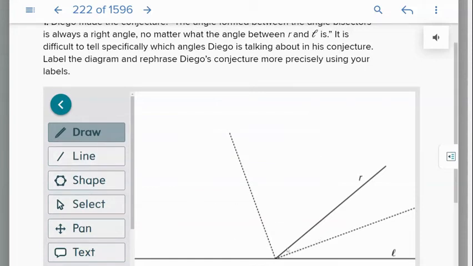Now, I'm looking at it and I see the right angle right there. Is that what he's talking about? So that's what's got me confused. Like, that looks like 90 degrees, right? But how can we be sure?